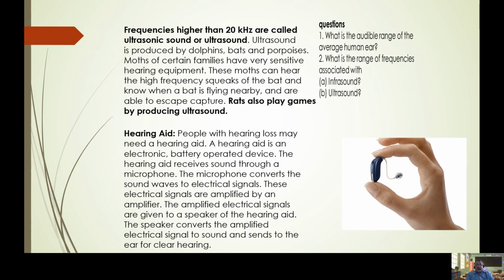Hearing aid. People with hearing loss may need a hearing aid. A hearing aid is an electronic battery operated device with a microphone. The microphone converts the sound waves to electrical signals, and these electric signals are amplified by an amplifier. The amplified electrical signal is given to the speaker of the hearing aid. The speaker converts the amplified electrical signal to sound and sends it to the ear for clear hearing.